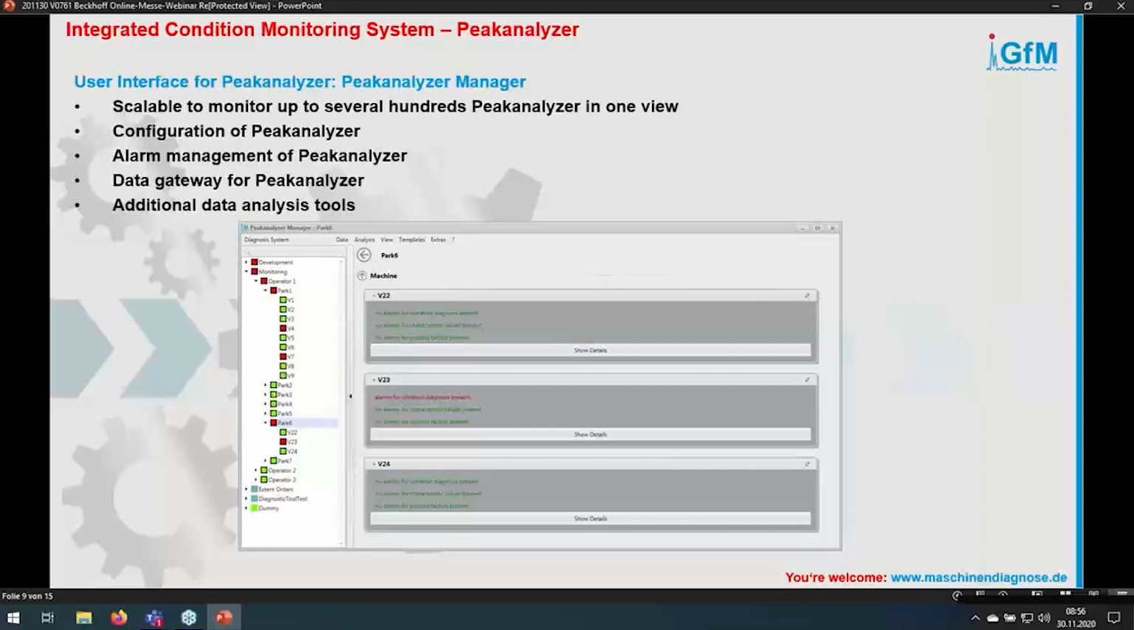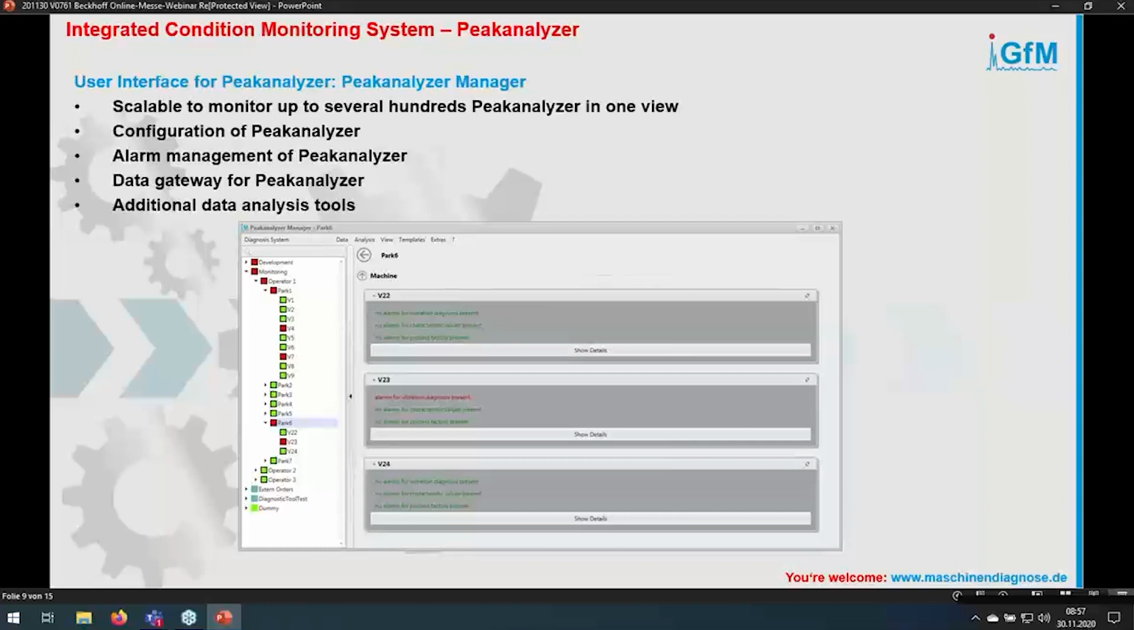At the other end, we have a user interface for our components that runs on this IPC that is called PeakAnalyzer Manager, and provides you an interface to monitor several hundreds of PeakAnalyzers and in fact the drivetrains behind that. And it's a tool where you can configure everything on our system. You have the complete alarm management in it, and it's moreover a data gateway to all systems that are connected to it. And you have very detailed analysis tools on top of that for further analysis.